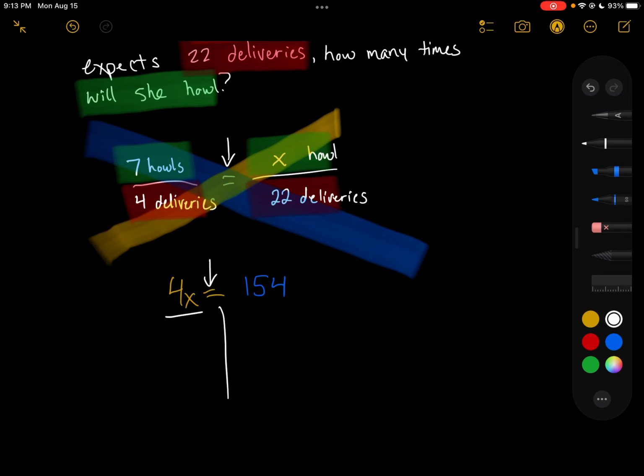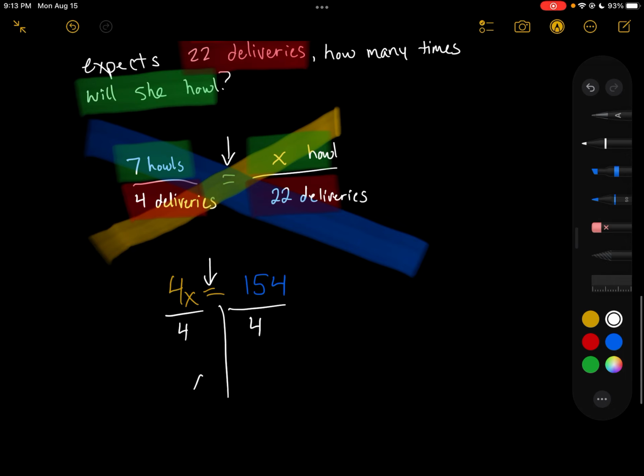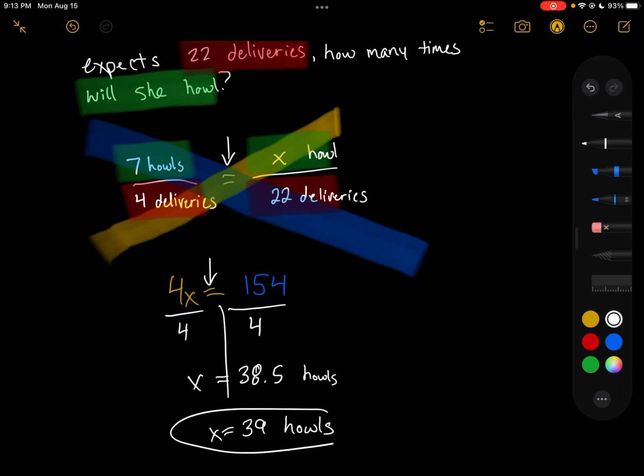So 4 times x, the inverse operation of multiplying 4 times x would be dividing by 4. We can take our 154 and divide that by 4, and we'll get 38.5. Now with word problems, this is where we want to make sure that we're paying attention. We're asking for how many times she howls. Okay, howls, but can she howl half of a time? Maybe she's in the middle of a good one, and then Winnie comes over and hits her or something, and she stops halfway. But normally we're not going to think about half howls. We'll have whole howls here, so we're going to want to round up. So you can say 39 howls is how often we can expect.